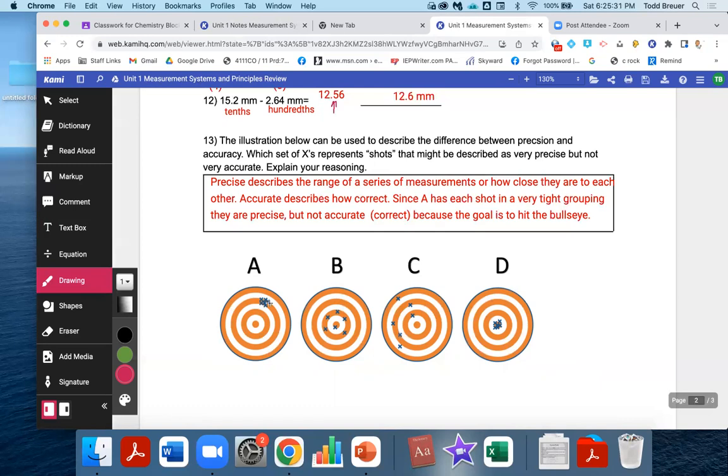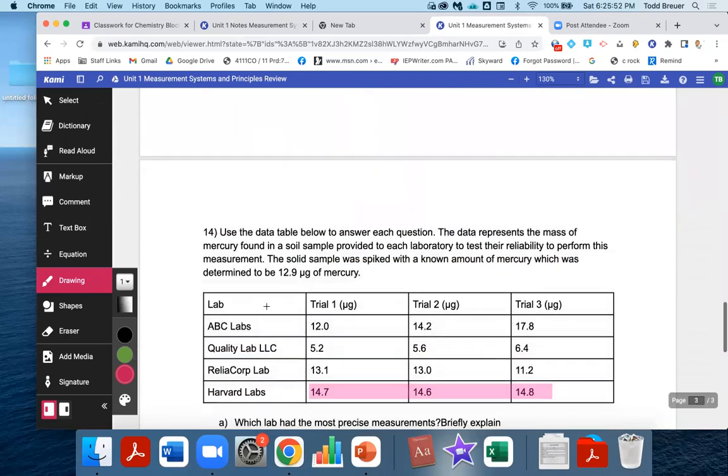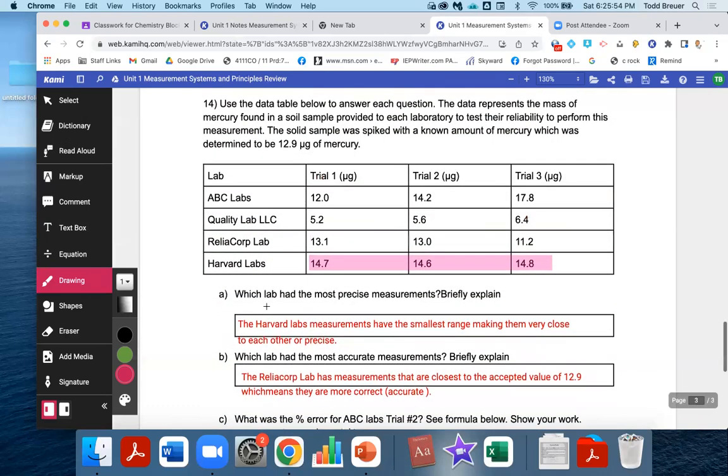However, it's not really correct because we're assuming we're shooting for the bullseye. Therefore, it makes it not accurate. So you can have information that's precise, tightly grouped together, or a close range in values, but not close to what you were shooting for, the actual amount. Let's apply that to some actual data now. So here we are, we're looking at data.